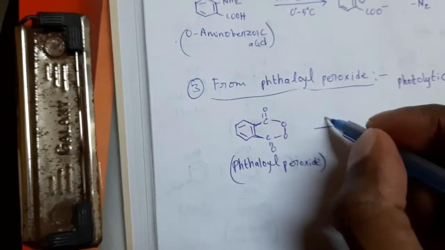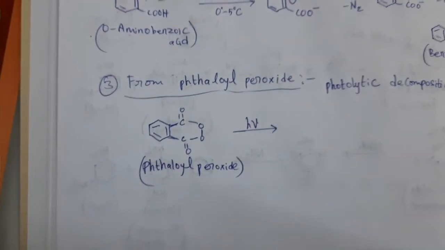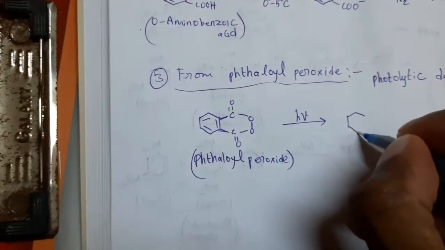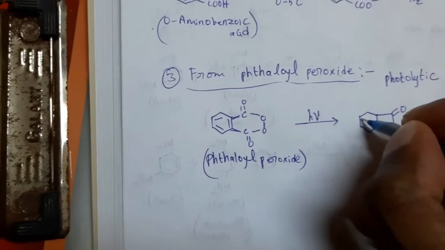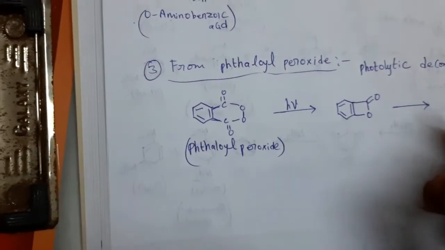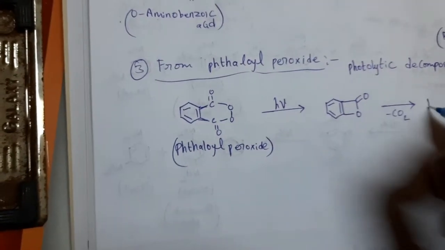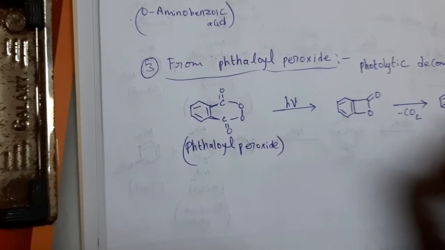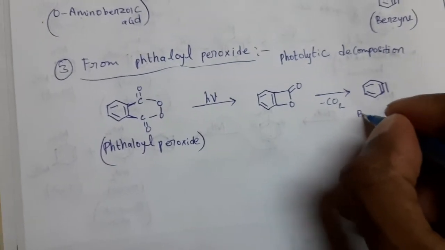See here, when it is treated with sunlight, it undergoes photolytic decomposition, and we get a lactone. This is an alpha beta unsaturated lactone. This compound on further heating, with CO2 removed, gives benzyne.